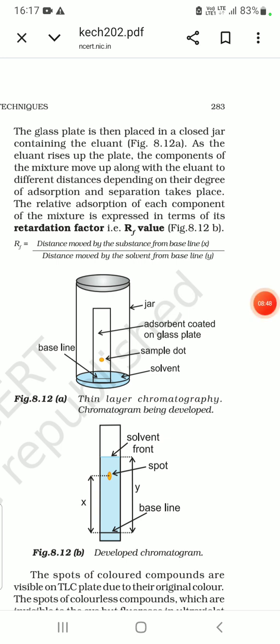Depending upon the degree of adsorption, separation takes place. The relative adsorption of each component of a mixture is expressed in terms of retardation factor RF. The relative adsorption of each component of the mixture is expressed in terms of retardation factor RF.